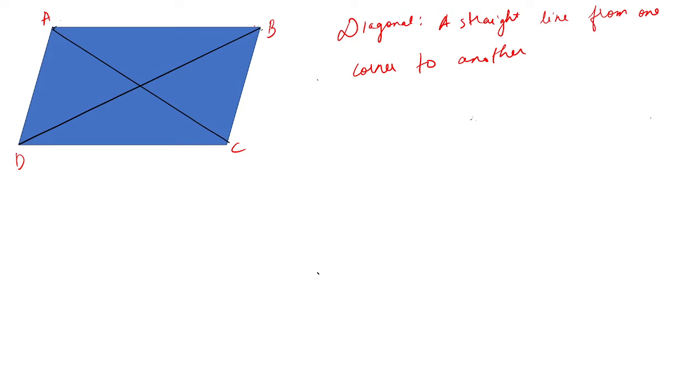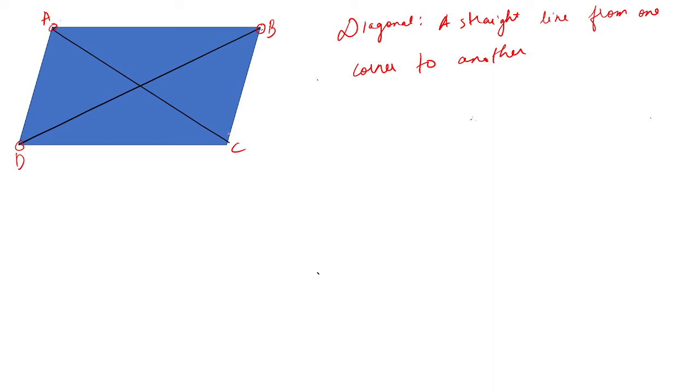Now suppose you have a quadrilateral and you draw a diagonal. What is a diagonal? It is a straight line from one corner to another. Now let me tell you what I mean by that. You look at this. This is one corner. This is another corner. This given straight line is a diagonal. Clear? From one corner to another corner.